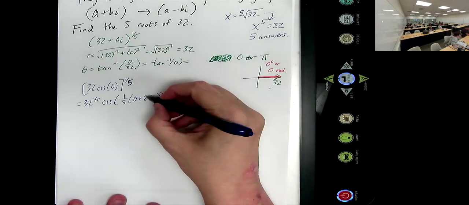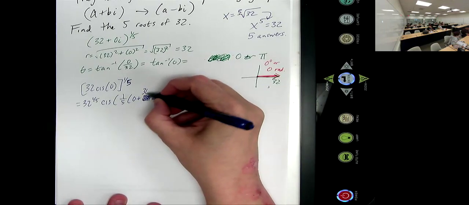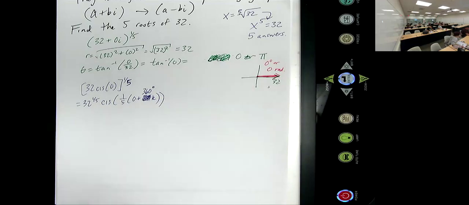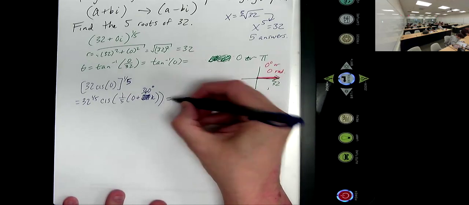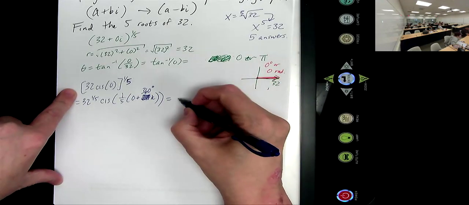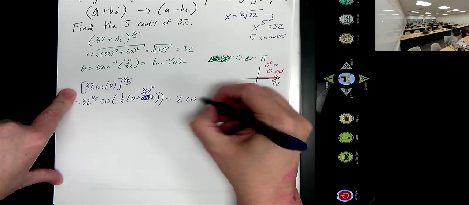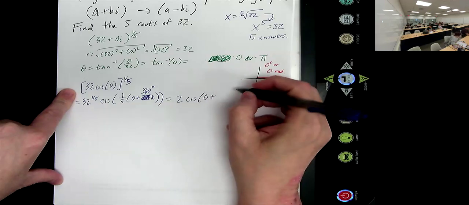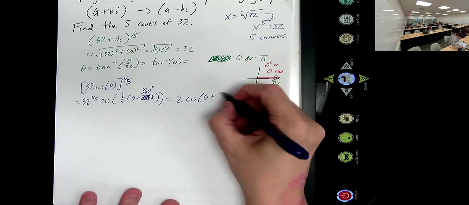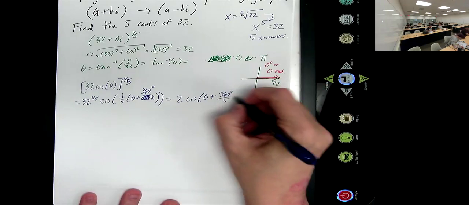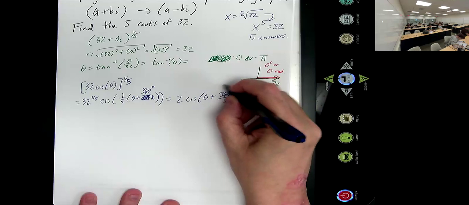Oh wait, let's just do degrees. You don't know any of the 2 pi ones, we're gonna have to use a calculator anyways. So 32 to the 1/5 is 2. 360 divided by 5 is gonna be 72.